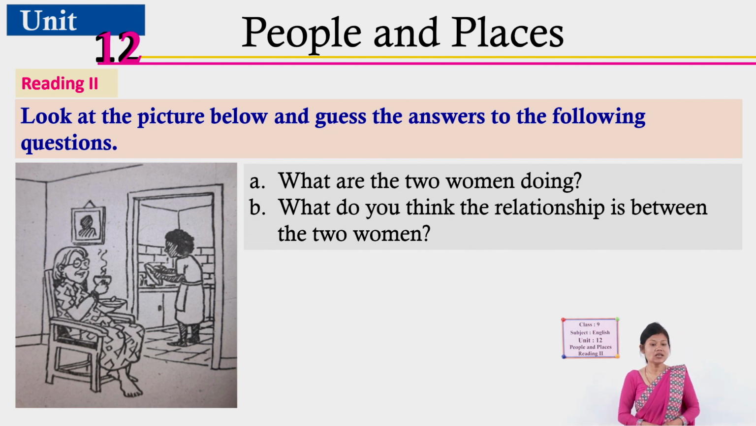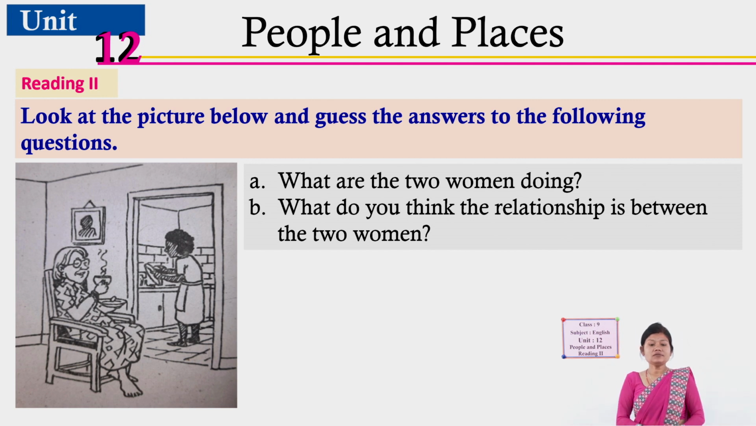Dear students, you can clearly see two women in the picture. What are the two women doing? Can you explain? Can you describe? Yes, very good. One woman is sitting on a chair holding a cup of tea. The tea looks hot. The other woman is doing some work. What work? Can you guess or can you see? Yes, she is washing dishes. She must be inside a kitchen. Yes, inside the kitchen. Very good.